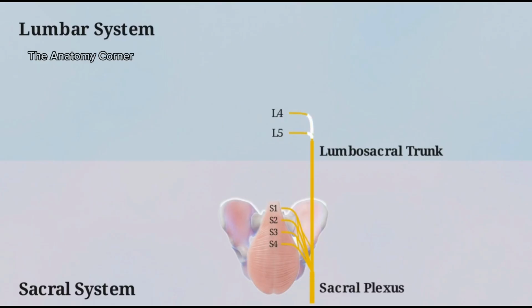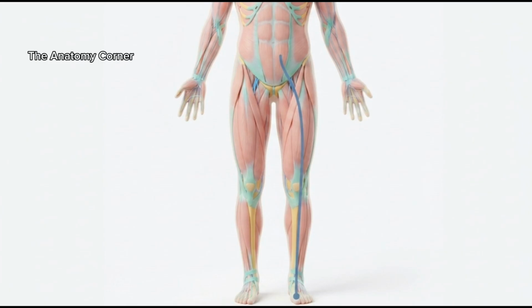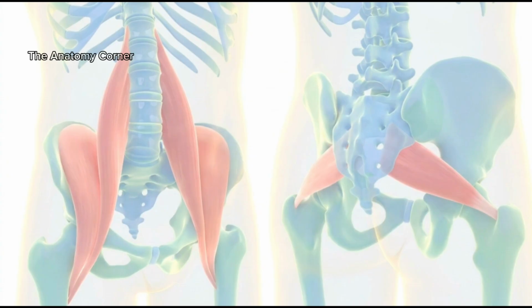S4 anterior rami. By connecting L4 and L5 down into the sacral roots, the lumbosacral trunk guarantees an uninterrupted continuum of motor and sensory coverage, bridging the entire gap between the lower abdomen and the distal toes. Just as the psoas major dictates the lumbar exits, the piriformis dictates the sacral routing.